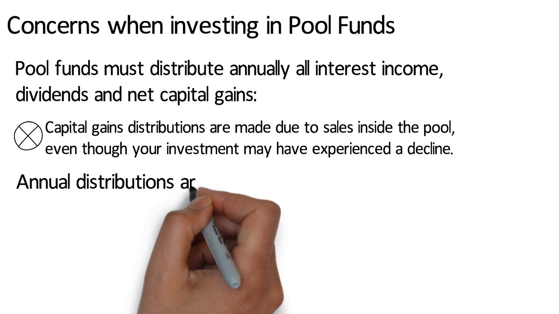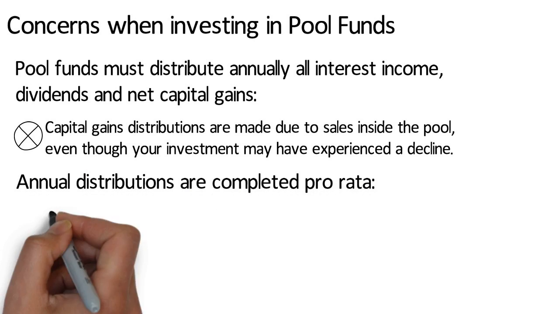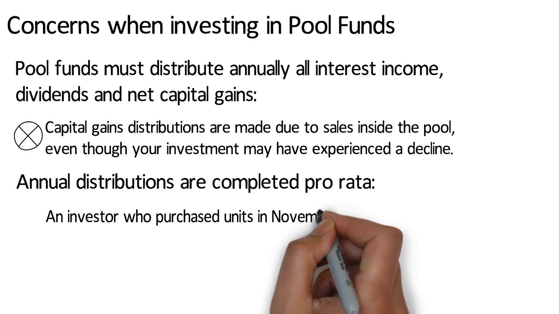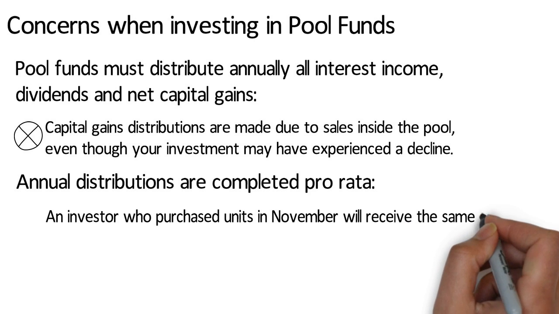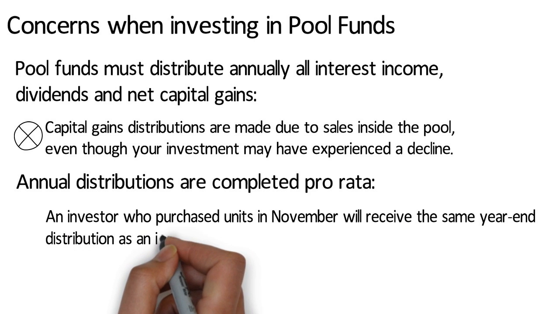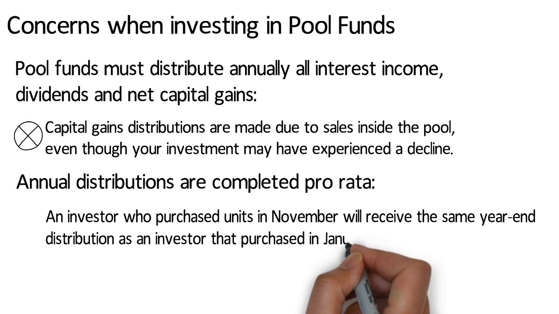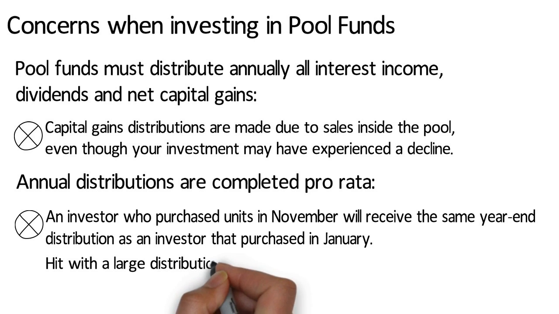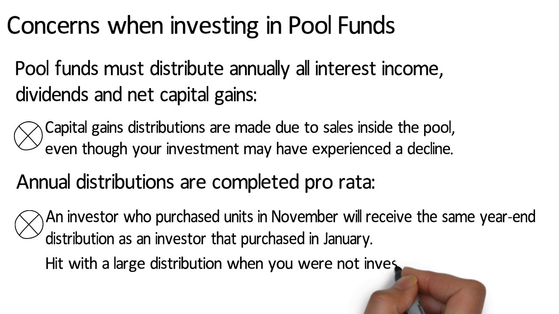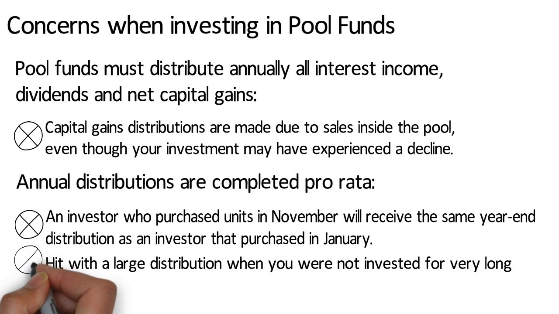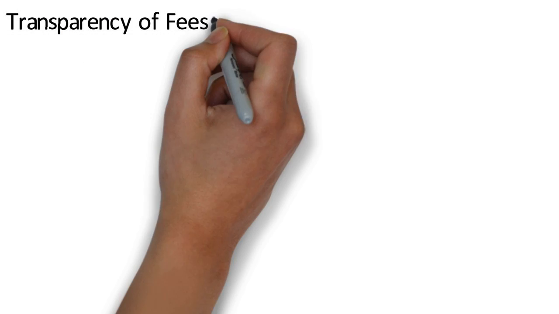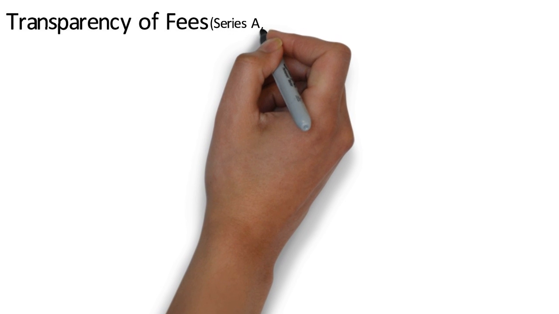Regardless of when you buy units of a pool, annual distributions are completed pro rata. In English, an investor who purchased units in November will receive the same year-end distribution as an investor that purchased in January. For this reason, you want to understand what the estimated distribution for year-end will be should you choose to buy units in the last quarter of the year. You certainly do not want to be hit with a surprisingly large distribution when you were not invested for very long.